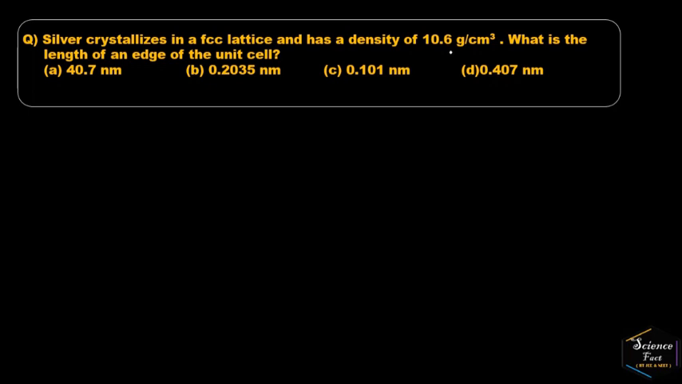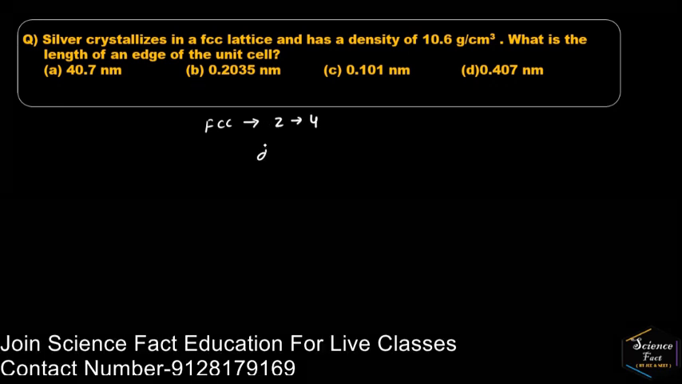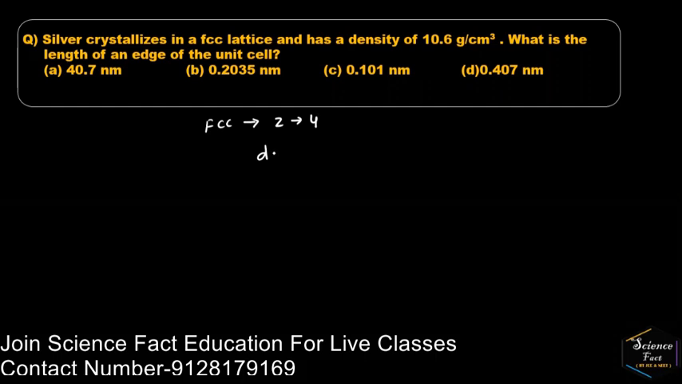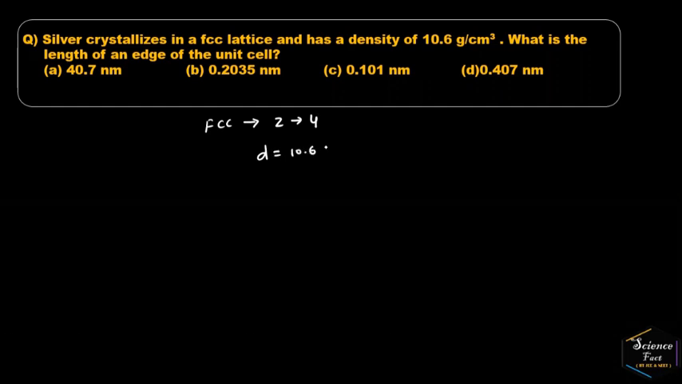In this question we have to find out the edge length of the unit cell whose density is equal to 10.6 gram per centimeter cube and our system is silver crystallized system, that is in FCC lattice. As we know that for FCC the formula unit is nothing but a 4. Okay, and density is given 10.6 gram per centimeter cube.